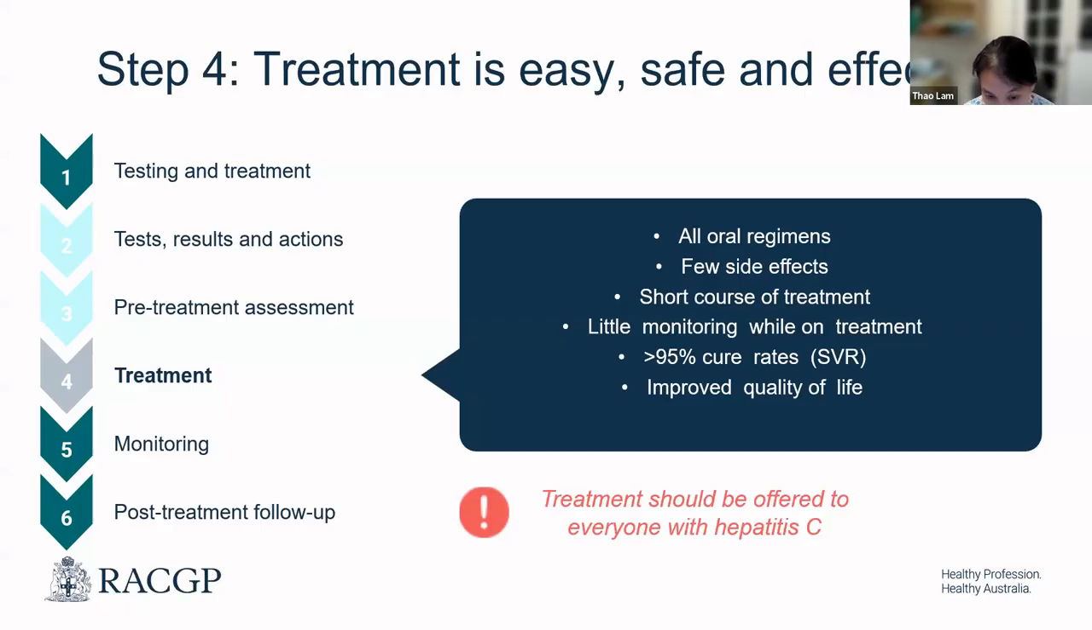Any non-cirrhotic could almost be guaranteed a cure rate of greater than 95%, and even those with compensated cirrhosis, greater than 90%. So curing hep C has the benefit of improving people's quality of life and increasing their survival. So we really should offer hepatitis C treatment to everyone. And I think that with increasing numbers of candidates suitable for treatment, it means that GPs really can play a greater role in curing hepatitis C. Next slide, please.